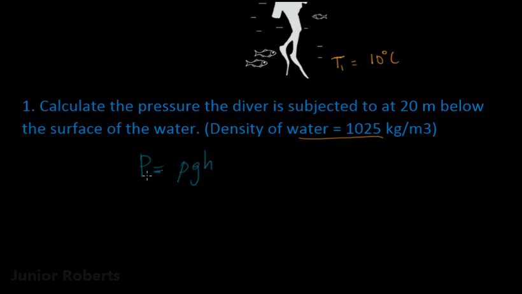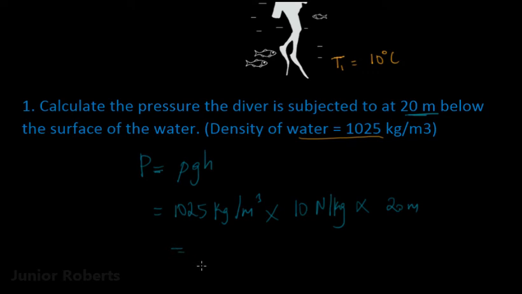So, we're going to say that P is equal to rho g h, and again, rho is taken as the density of water, and that's 1025 kilogram per meter cube. So, we'll have 1025 kilograms per meter cube multiplied by gravity, and again gravity is 10 newtons per kilogram, right, and our depth or height is given as 20 meters, so we'll have 20 meters, right?